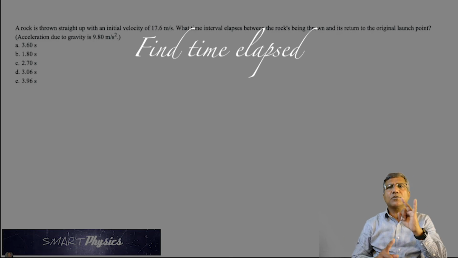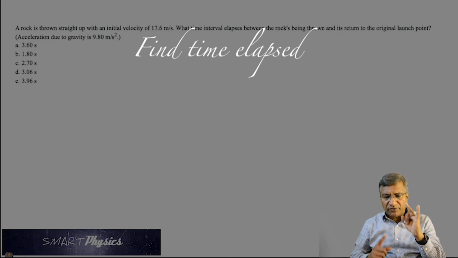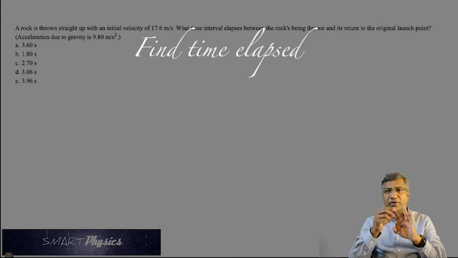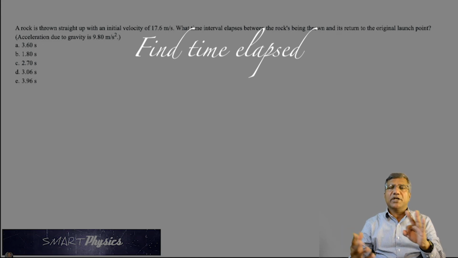Acceleration is taken as negative all the time, acceleration due to gravity, because gravitational force is downwards, and that's negative. So these are the only two quantities that we have. And then we are asked to find the time. So that's the third. But we can't work it out with three quantities. We at least need four. So what is the fourth quantity?